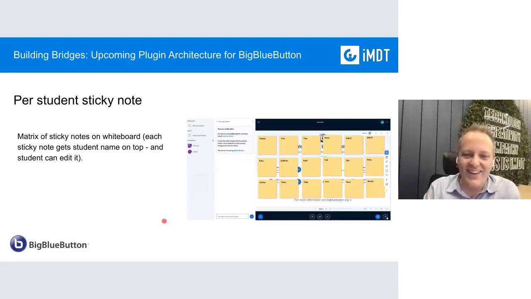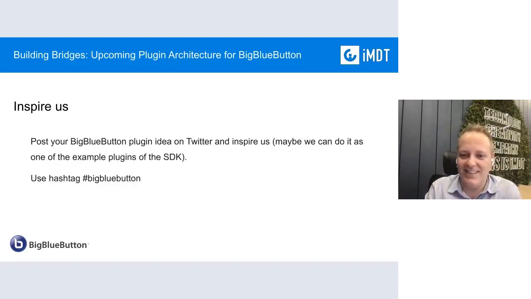Another idea is creating a matrix of sticky notes on the whiteboard. Each student gets a note, and then only the student can write into the note. This can be another one.